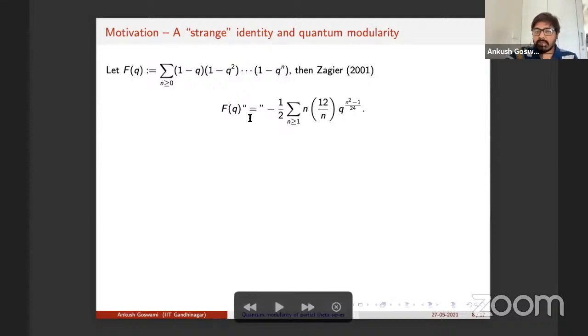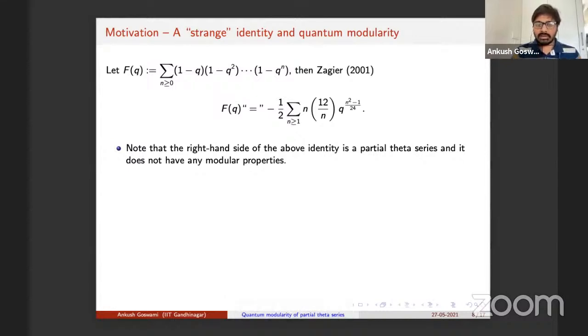So what this equality within quotes means is, if q is a root of unity, then f of q has a well-defined meaning because it's a finite sum, so it's a finite value. And when you take the radial limit of the right hand side, as q approaches that particular root of unity, it has a well-defined value as well. And in that case, the two become equal. That is the meaning of this identity.